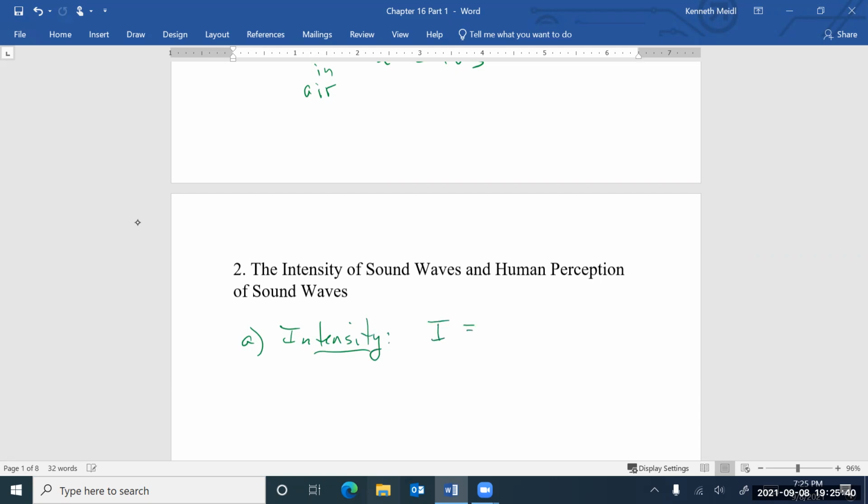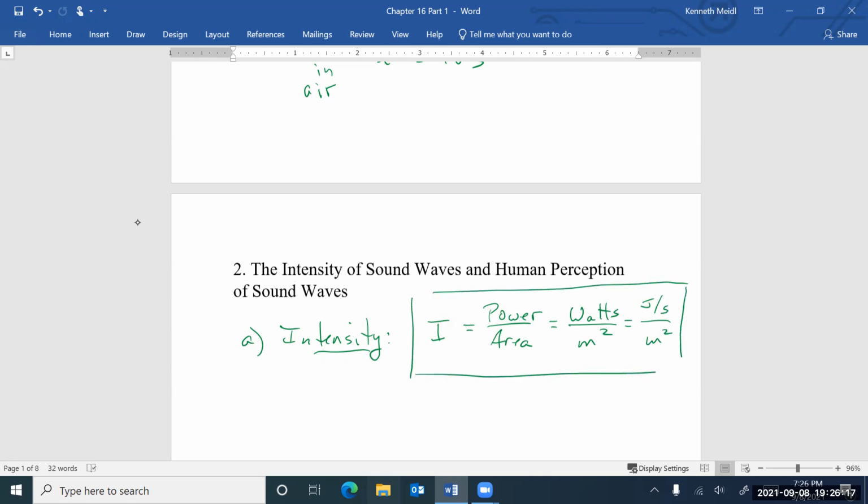Intensity is defined, and I think I would memorize this. This is an important concept: it is power per area. Power in Physics 101 was in watts, and that's exactly what this is, and area is in square meters. You might recall that a watt is really a joule per second, so intensity is watts per square meter, but that really is what we mean by intensity.